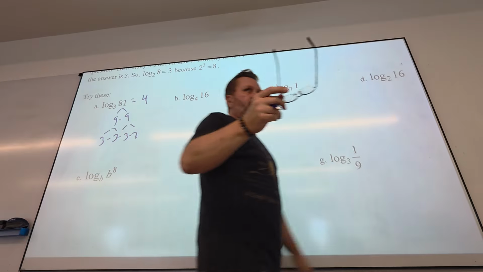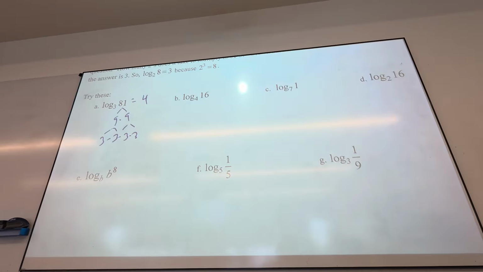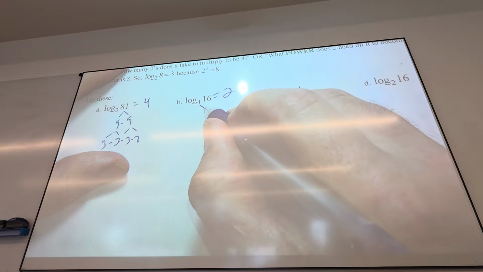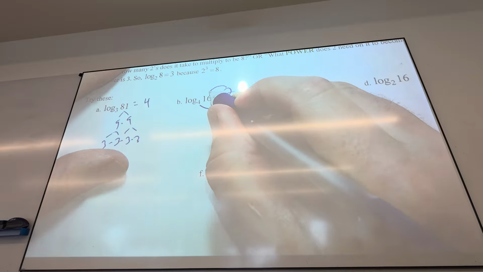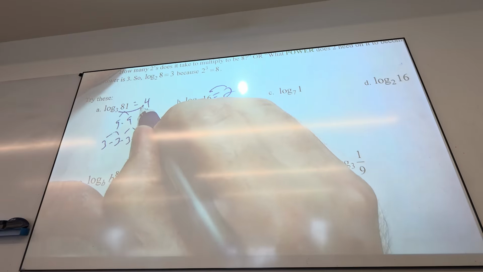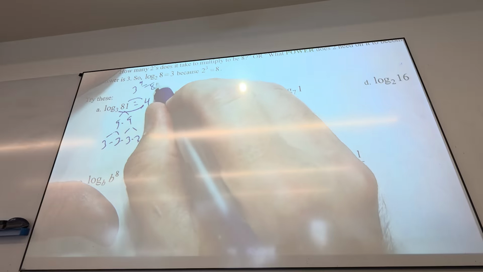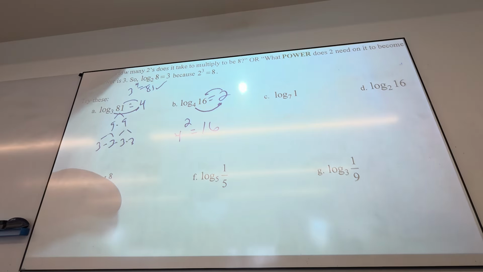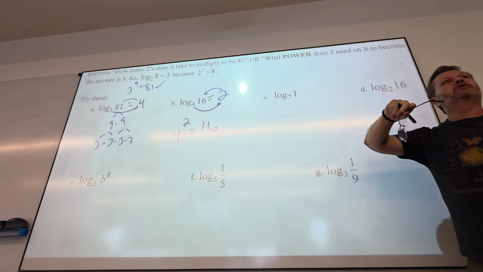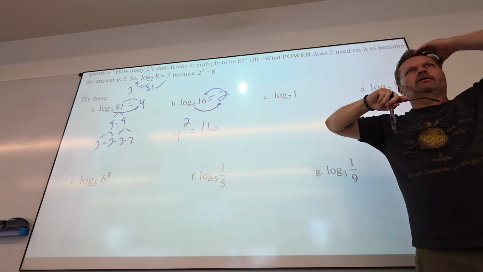Part B is easier. How many 4's multiply to 16? Or what power? 2. Yes. So how do you check yourself? 4 squared is 16. So over here, 3 to the 4th power is 81. Check. So you can always rewrite something that's currently logarithmic as exponential.